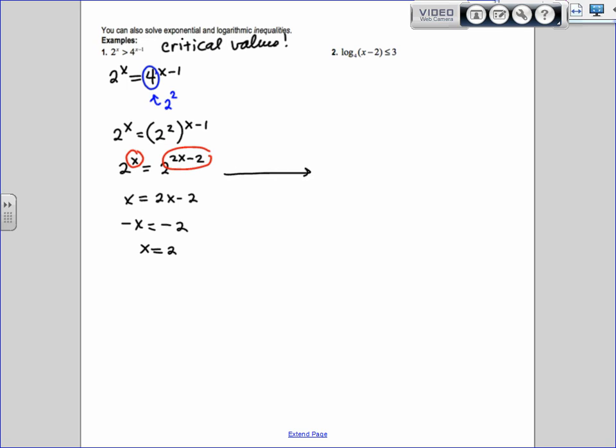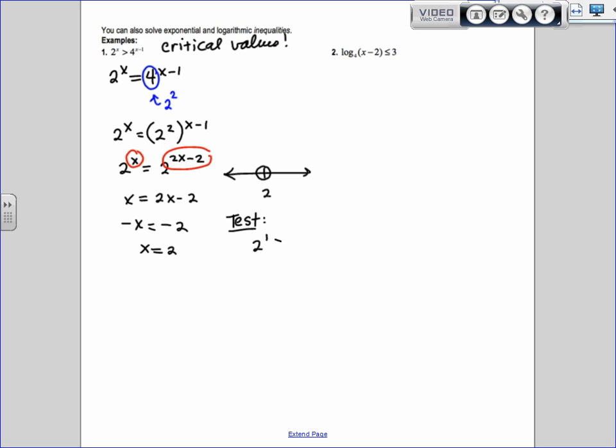So I put this on my number line. This is the only critical value I have. 2 is what made them equal, so I don't include 2, because it just said greater than. It didn't say greater than or equal to. But I need to test some points, right? So I'm going to test something on the left of 2. I'm going to test 1.